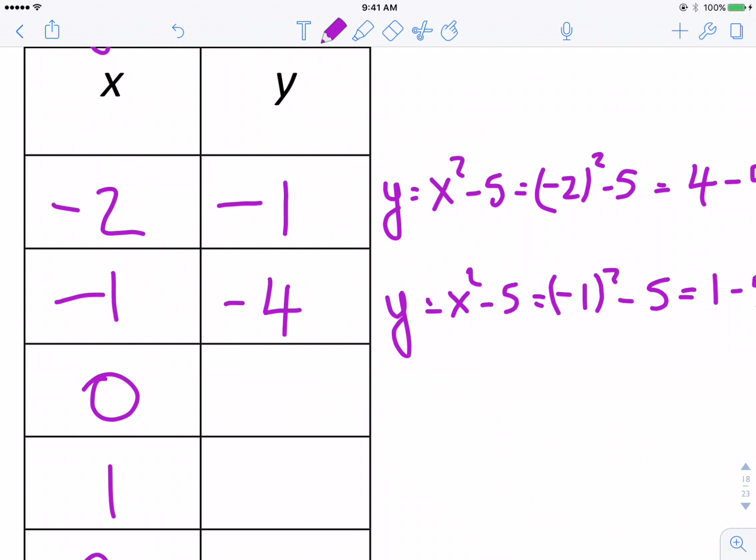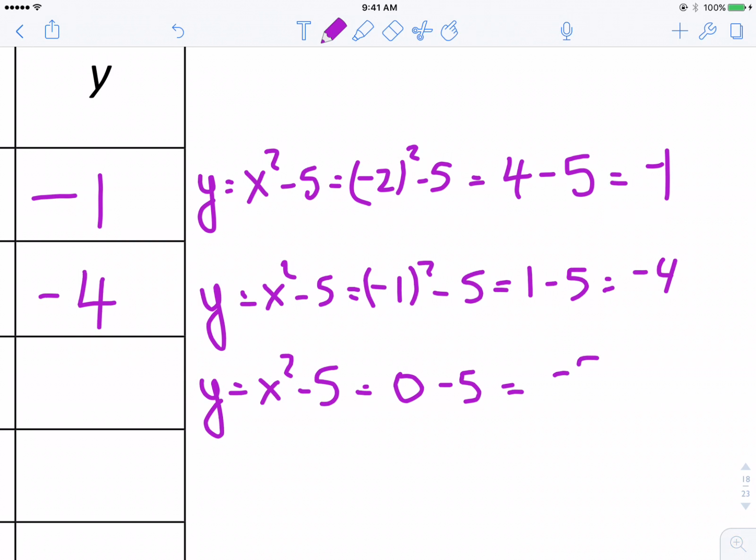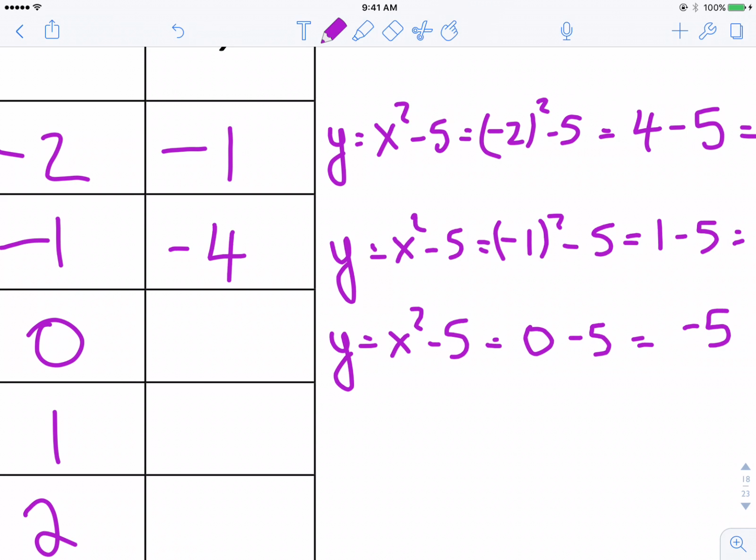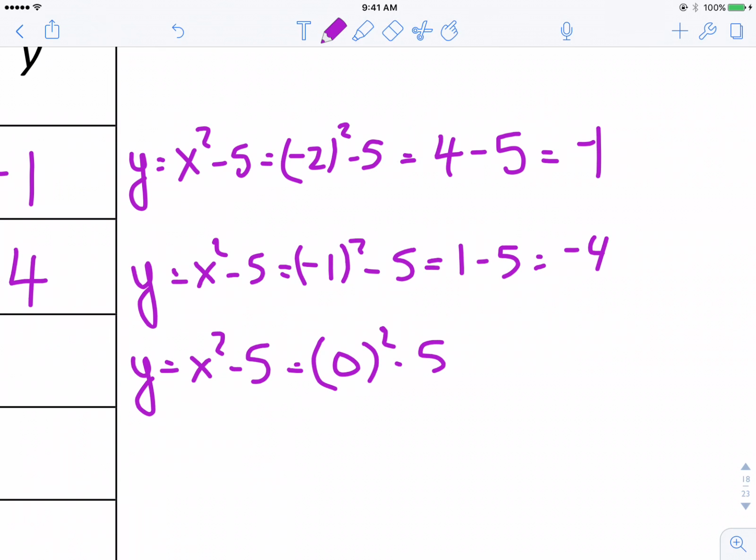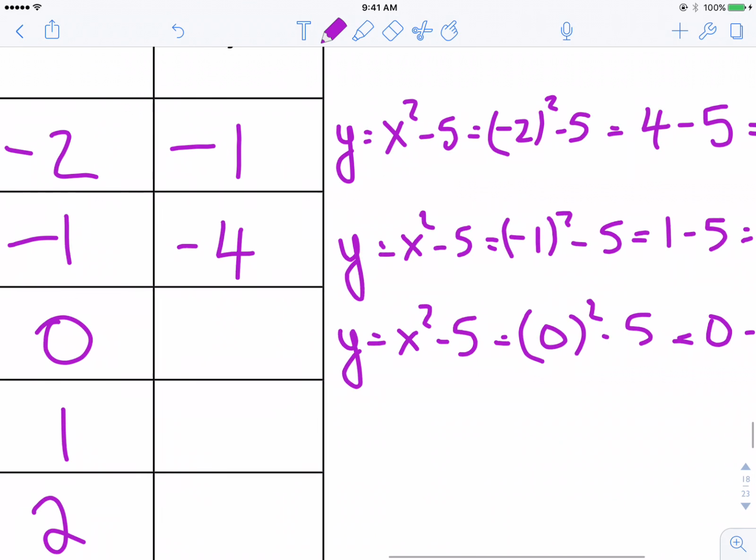Zero. Y is equal to x squared minus 5, which is equal to 0 minus 5, which is equal to -5. Oops, I didn't do the substitution. So substitute in is going to give me 0 squared minus 5. Now that's 0 minus 5, -5.